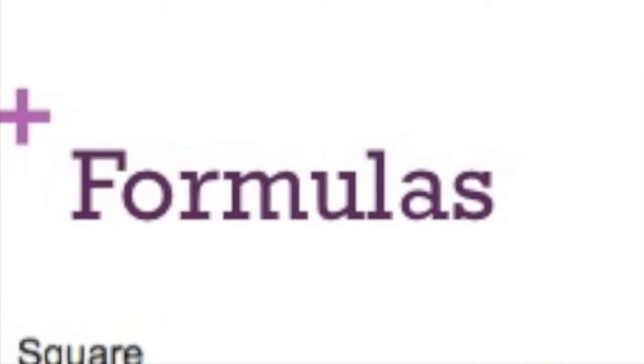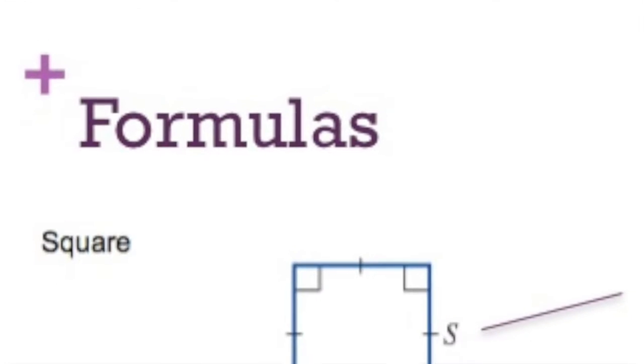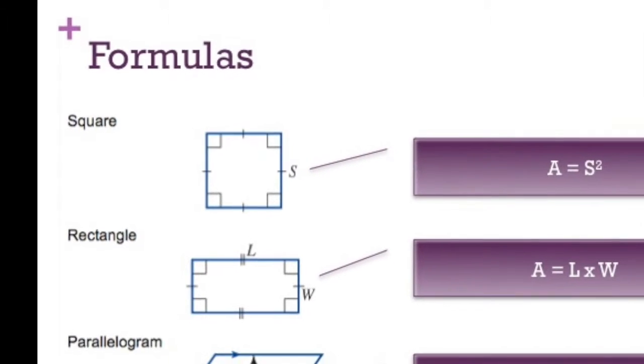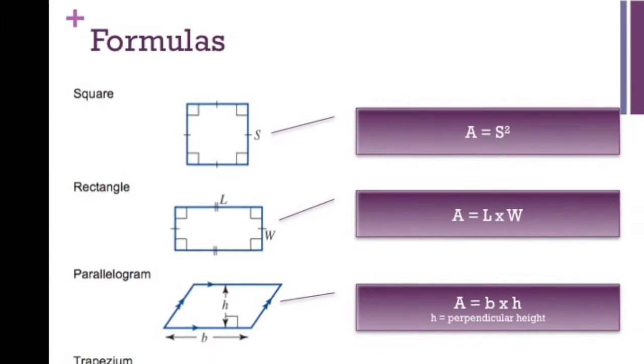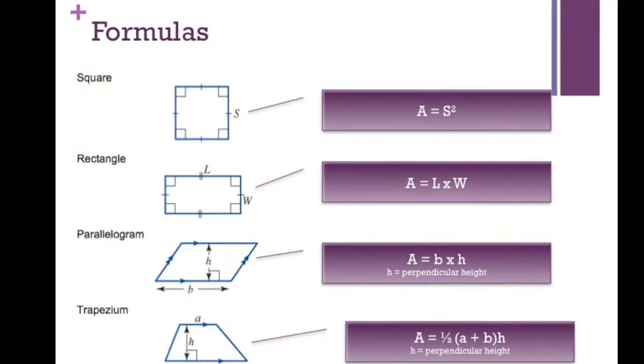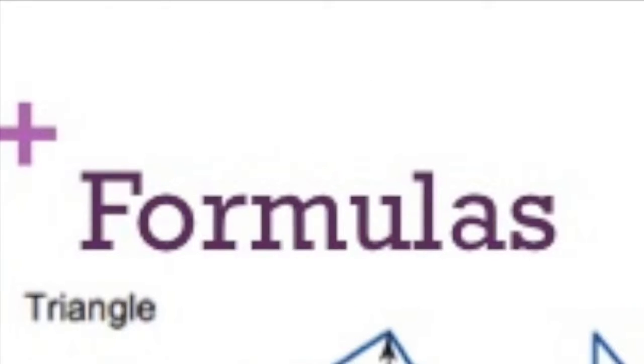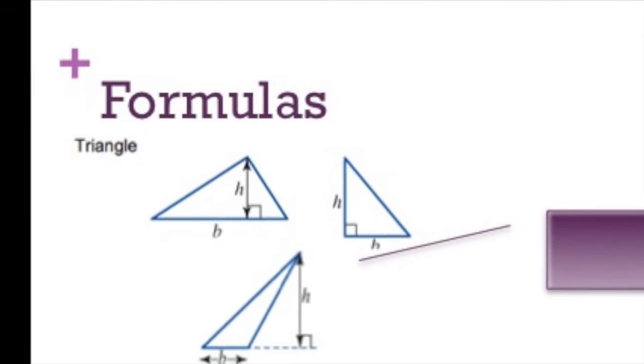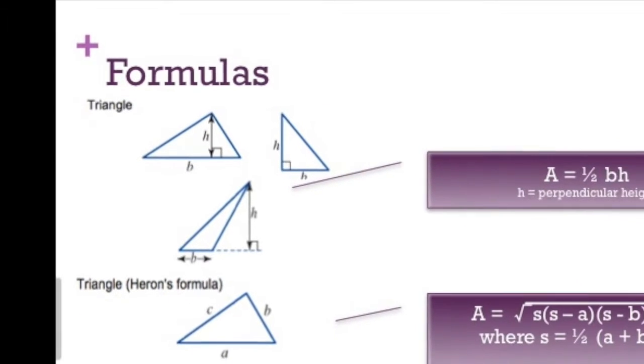The following two slides have the formulas that you will need to know in order to complete this unit. Obviously, you won't have to memorise them, but you will need to be familiar with them. Pause the video and copy them onto your theory sheet, please. Be sure to take note of where the letters are situated on each of the shapes, and if you have any questions, please don't hesitate to ask.